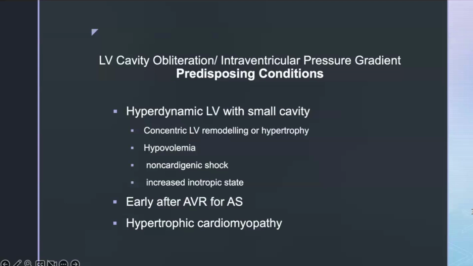Now, other reasons to think about this or where this could occur is early after AVR for AS. So the patient has a hyperdynamic LV prior to aortic valve replacement. They now replace the valve. There's increased flow and they have that gradient. And then the other thing is hypertrophic cardiomyopathy, which actually is not an obliteration. It's actually obstruction.